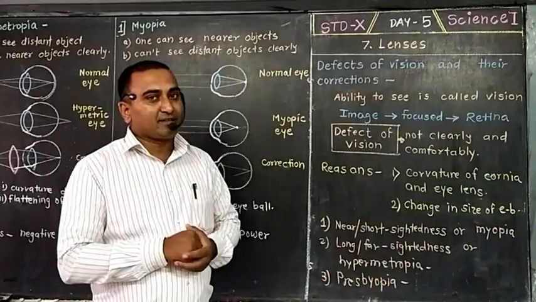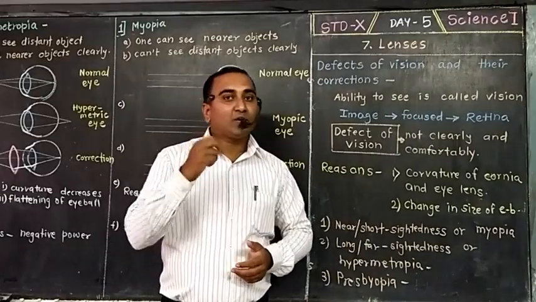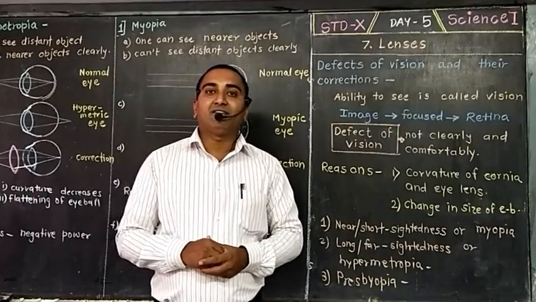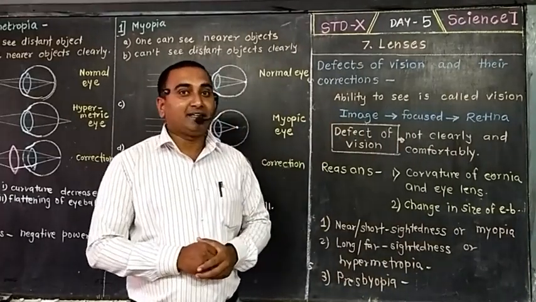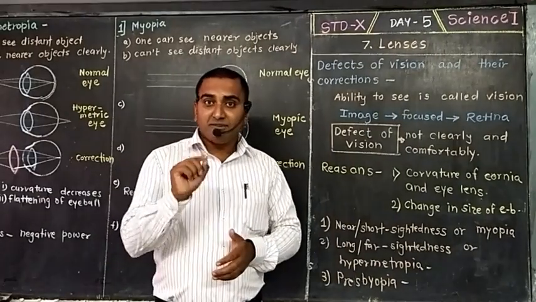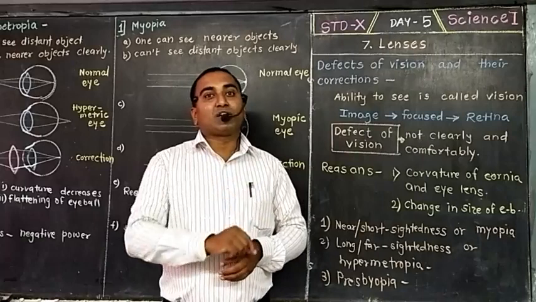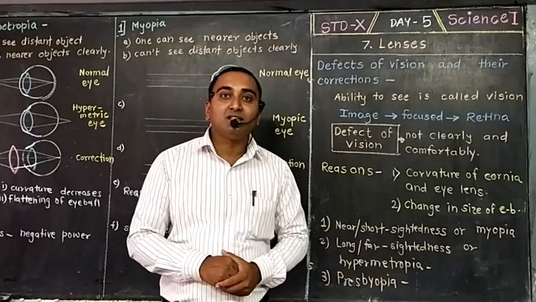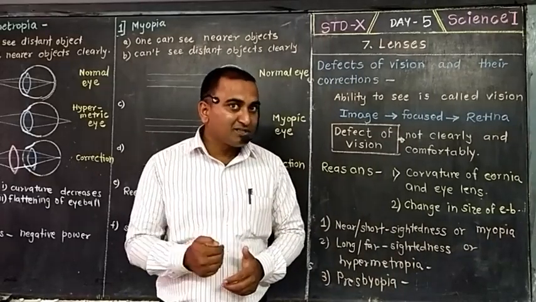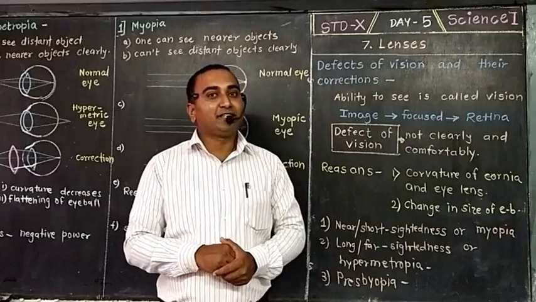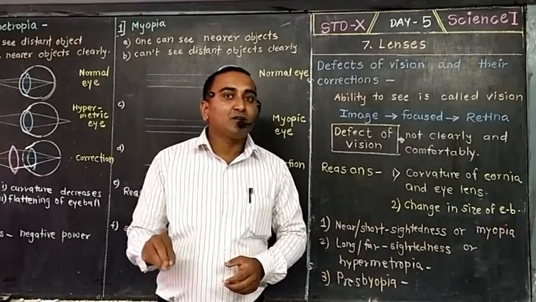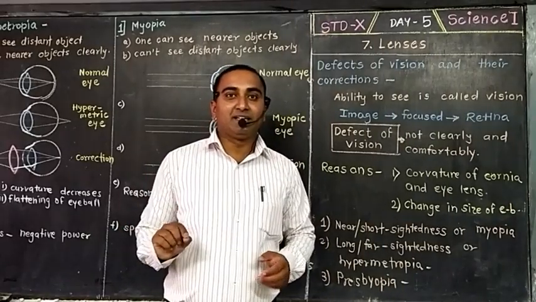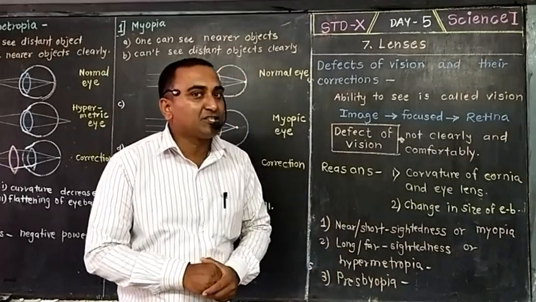But what is meant by defect? See, humans have two kinds of ranges. One is the near point, that is 25 centimeters, and one is the far point, that is infinity. If this far point and near point change their location because of certain reasons, then we are not able to see the objects, that means their images within our eye, clearly and comfortably. And when we are not able to see the objects or to form an image clearly and comfortably, then it is called a defect of vision.